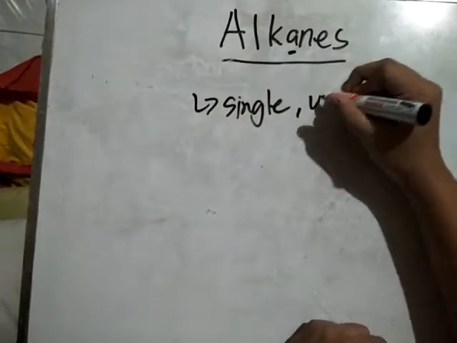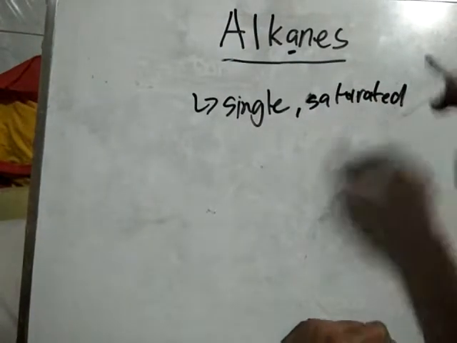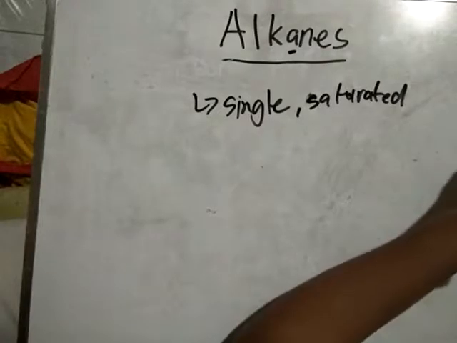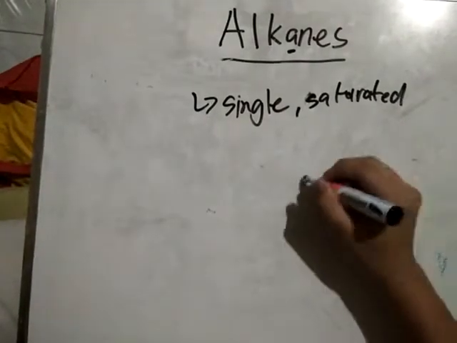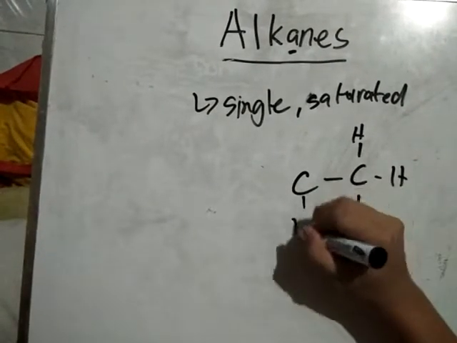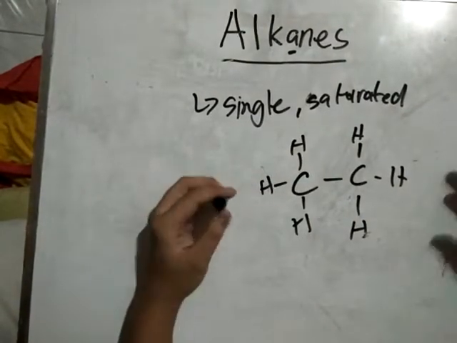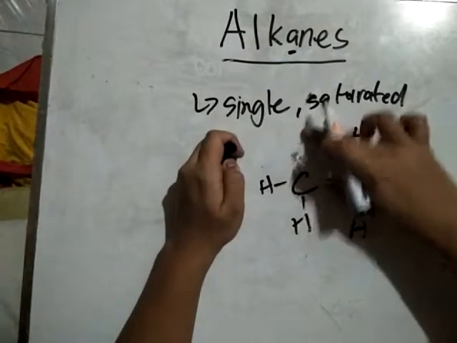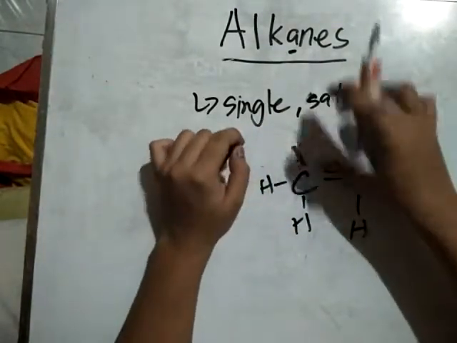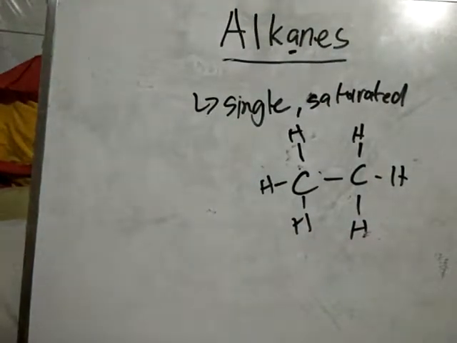And also, this is a saturated hydrocarbon. Why? Saturated, meaning that it's full. It cannot take in any more. As you can see, in an alkane, all the possible hydrogen that you could cram in those carbons will be there. Unlike, for example, in a double bond. But for single bonds, it's full, it's saturated with hydrogen.